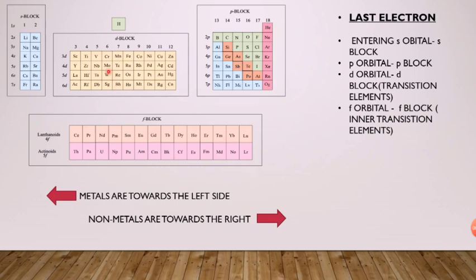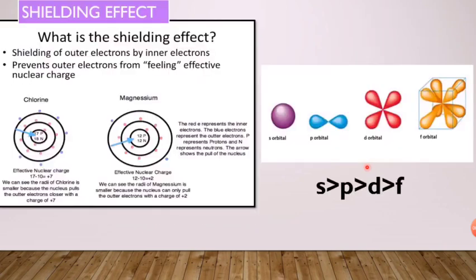Then we are going to discuss our first property, the shielding effect. The magnitude of nuclear charge that an atom possesses is equal to the number of protons present in the nucleus. So it is that nuclear charge which holds the valence electron of that atom towards itself, right?